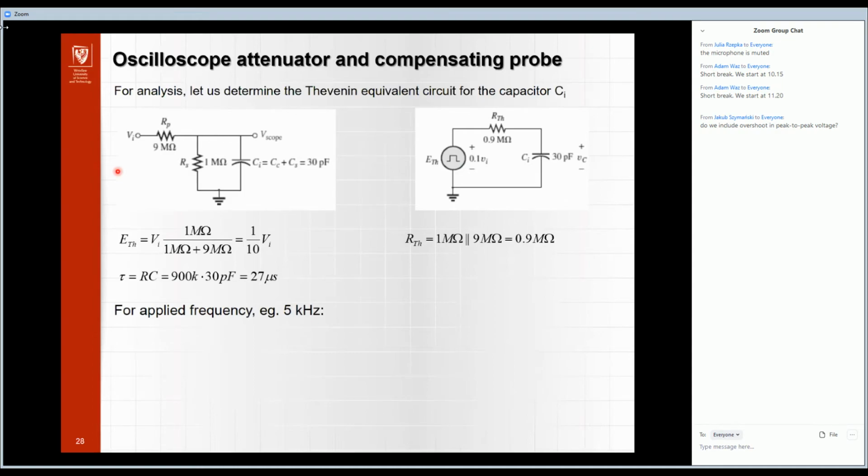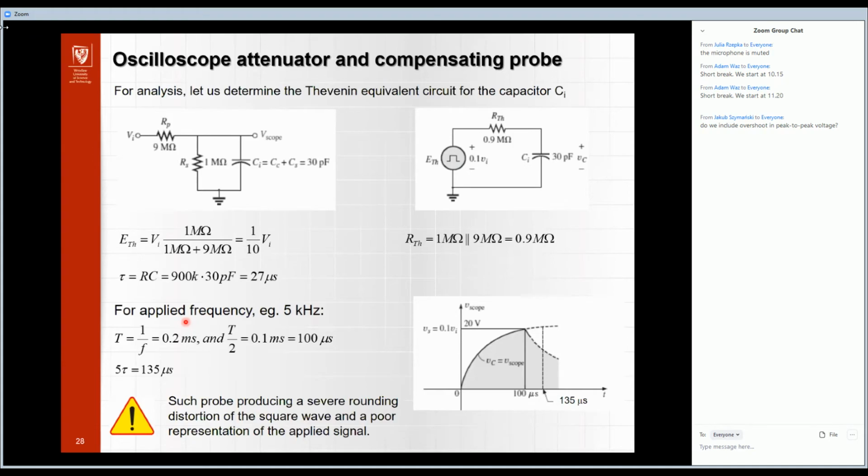And so now I show you the results of simulations only for 5 kilohertz. So I applied the signal on the input, 5 kilohertz, and made the simulations. Okay, and so we can also try to calculate the period, and the period is 100 microseconds, and you can see that the period is smaller than 5 tau. Okay, so such a probe produces a serious rounding distortion of the square wave and a poor representation of the applied signal. So we can expect that this probe is not a good idea.